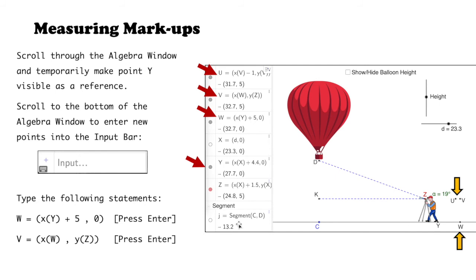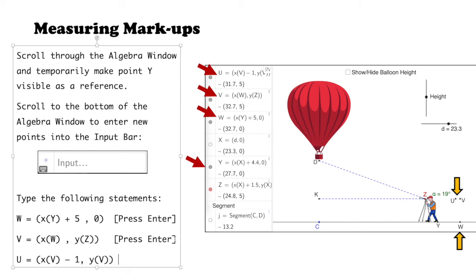Scroll down the Algebra panel until you find the input bar, type W equals x of y plus 5, comma 0, and hit enter. Then V equals x of w, comma y of z, and hit enter. I forgot to put U in here: U equals x of v minus 1, comma y of v, and then press enter.